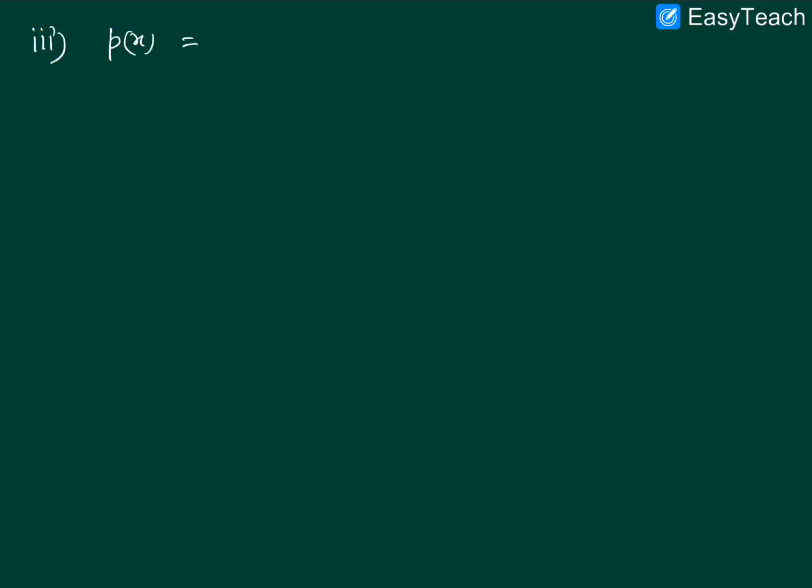In third part, p(x) is 6x square minus 3 minus 7x, which is not in standard form. So, we will write it into standard form as this.